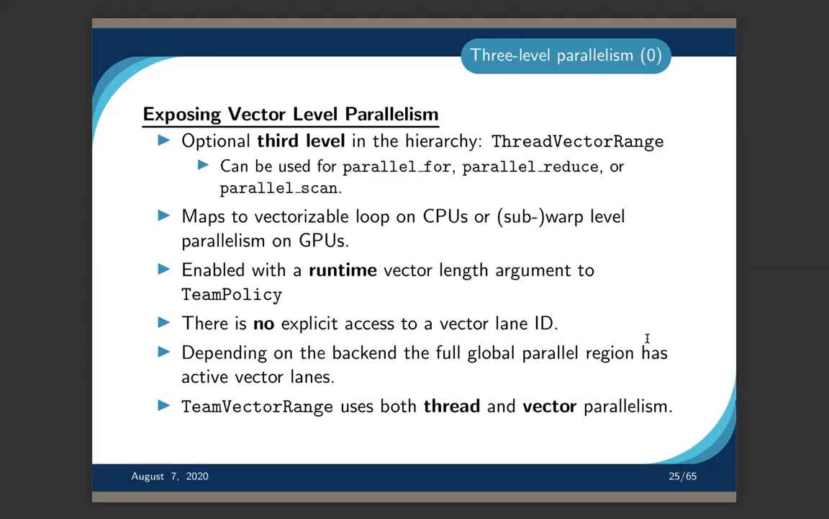Okay. On a CPU, the vectorization happens implicitly by the compiler, which means that statements outside of a thread vector range are not redundantly executed by all vector lanes. Okay. There's also team vector range available, and that uses both thread and vector parallelism.